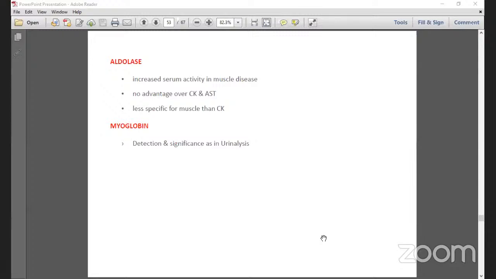Another parameter that we can check in case of muscle disease is myoglobin. This is a type of protein which is present in the muscle. And in case of a severe muscle injury, muscle necrosis, we might observe the presence of myoglobin in the urine. So we call it myoglobinuria. Okay, that's right.